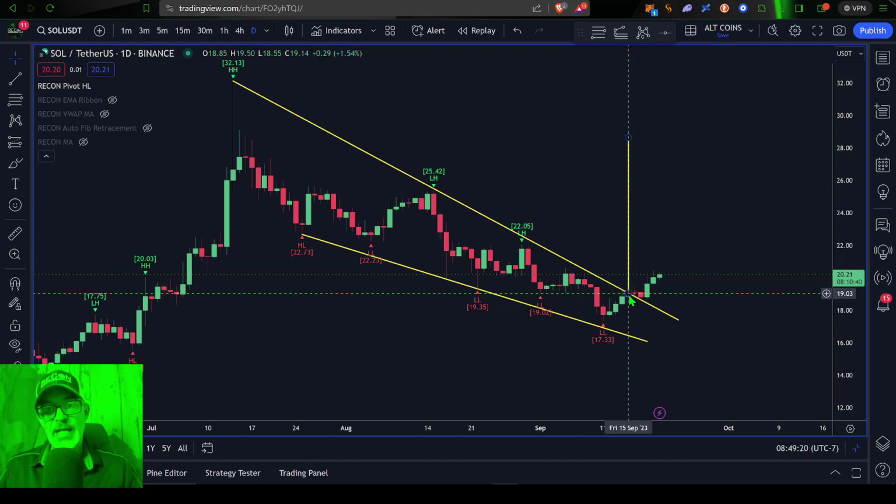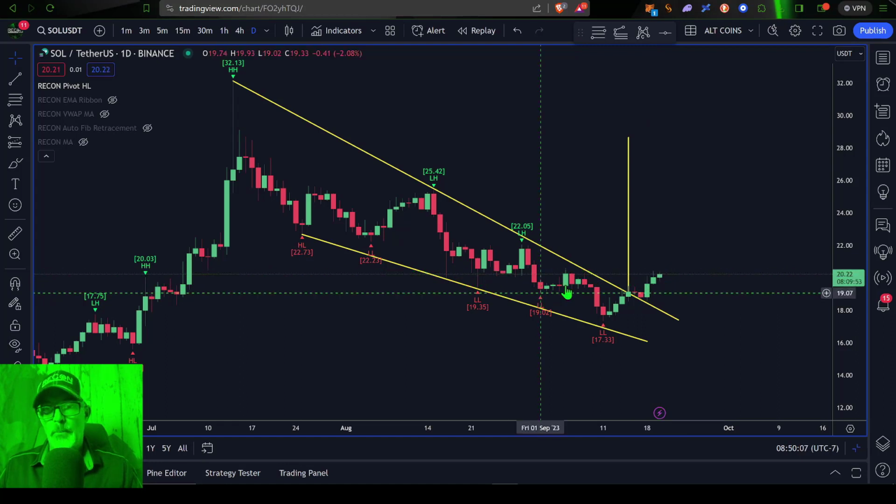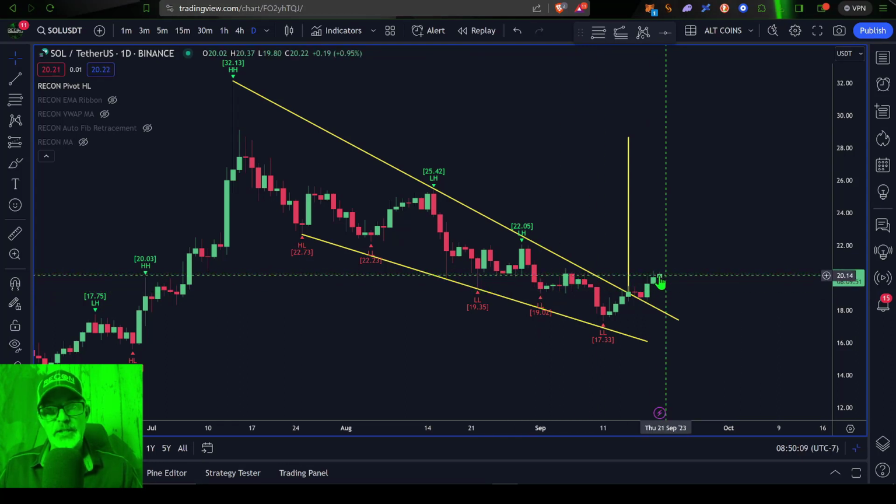Now, we got the breakout, albeit barely, and then we got a little bit of a pullback. However, the price action actually used this upper trend line as support, and now SOL is actually pumping away from that trend line. But the price is currently running into its first level of resistance.